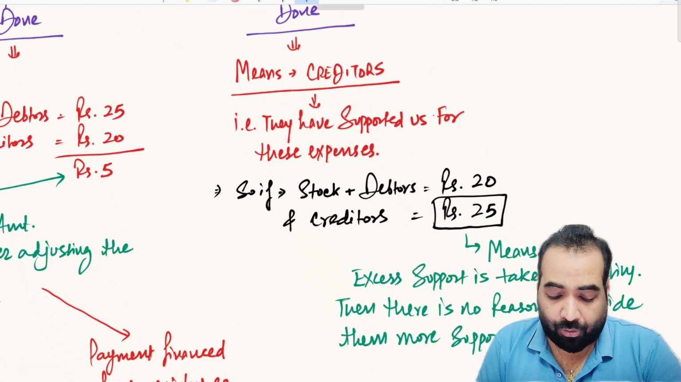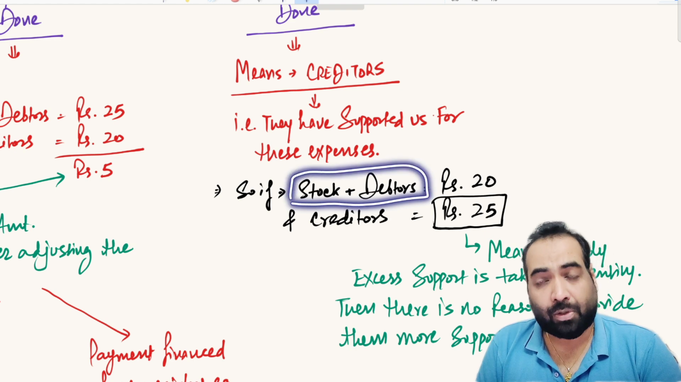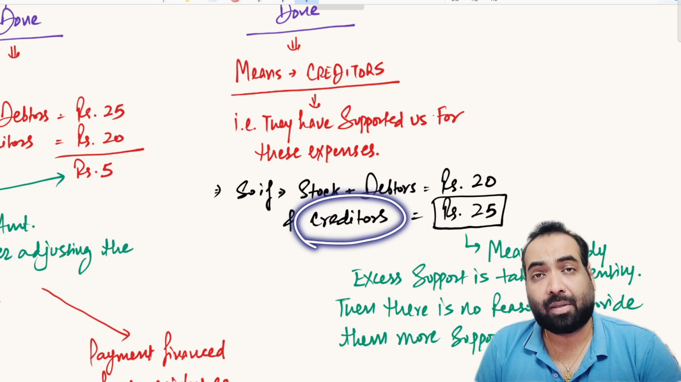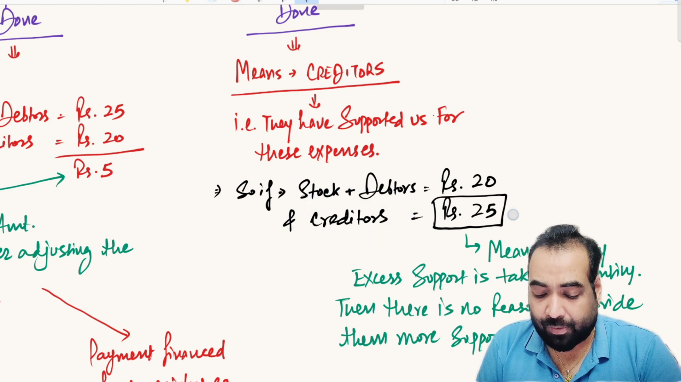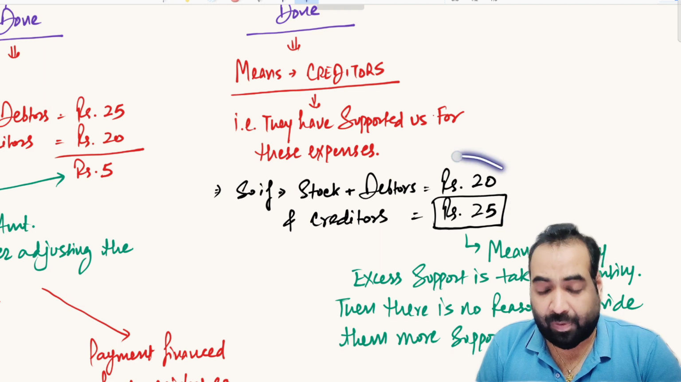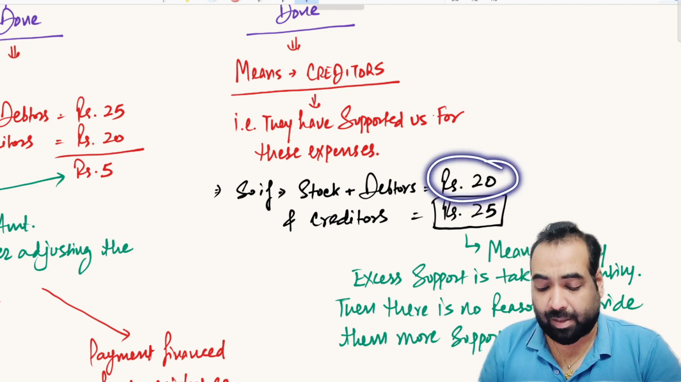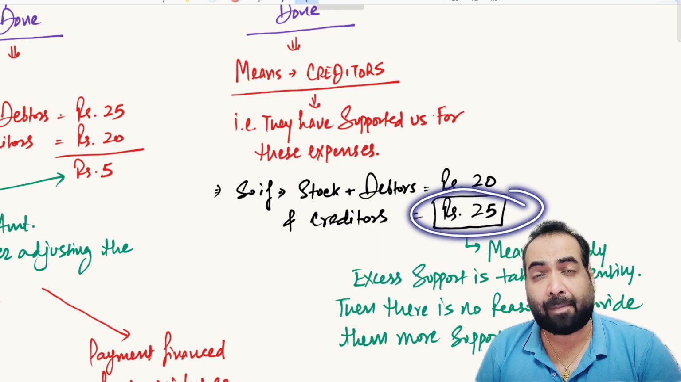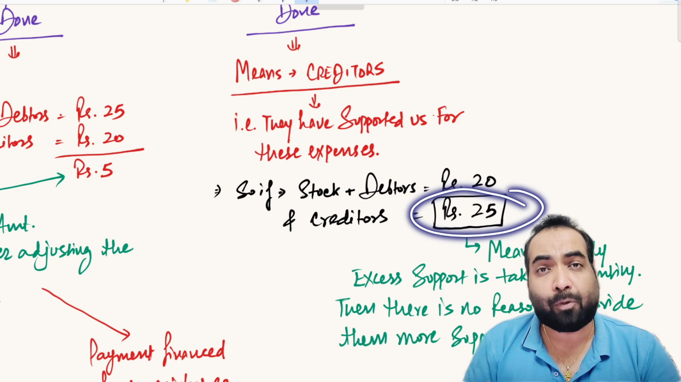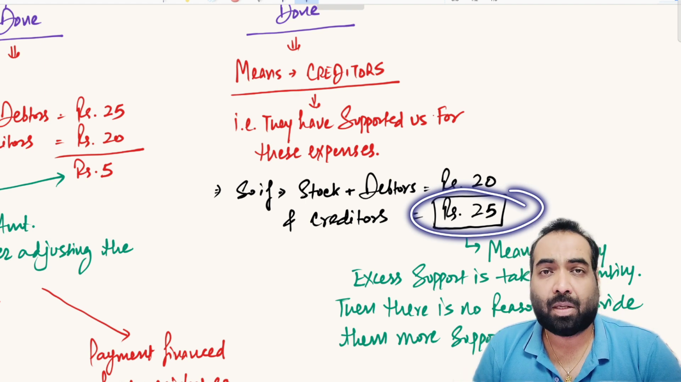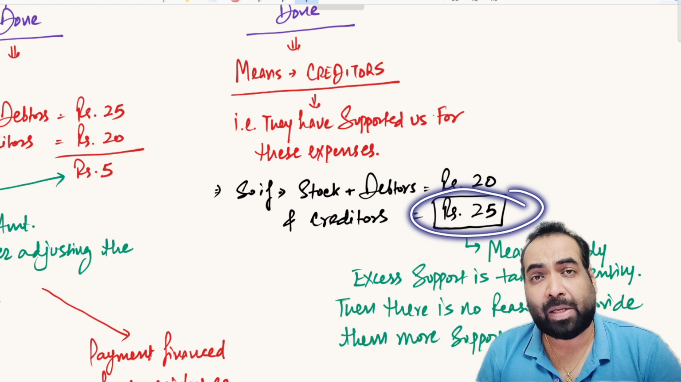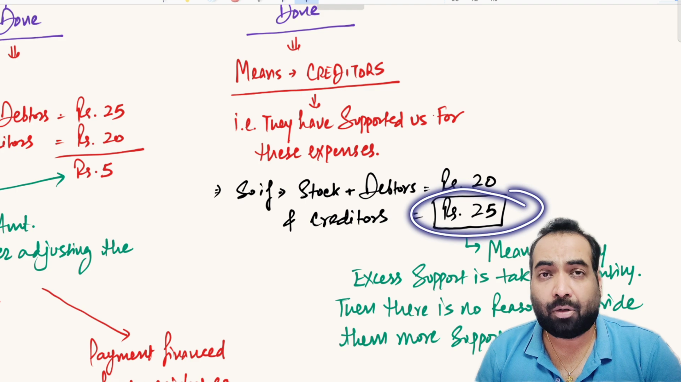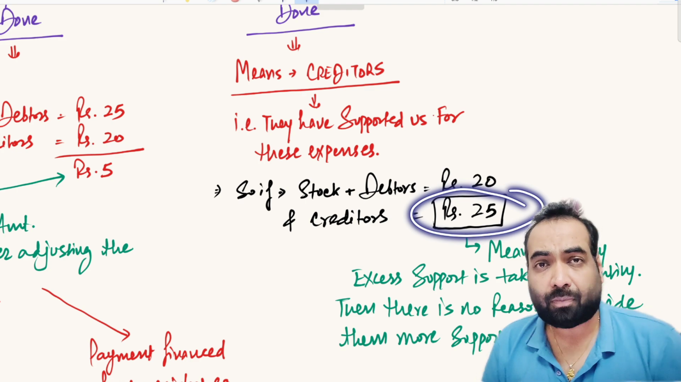So if your unrealized investments in stock and debtors are rupees 20, and the support that your creditors have given to you is rupees 25, you have incurred rupees 20 which are not realized yet, but you have taken 25 rupees worth of support from them. That means you have already taken 5 rupees of extra support from them. Then why do you need more support from the bank in terms of a loan, right?